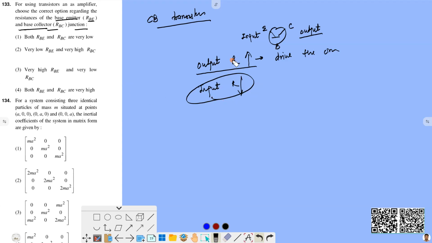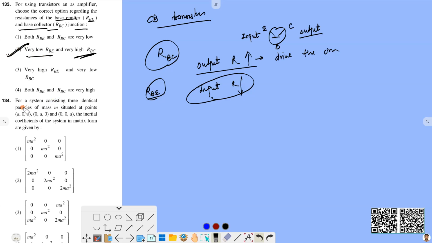So we can say that output is high and output is CB, or we can say R of BC has to be high. So RBC high, and input, that is RBE, it has to be low. So very low RBE. So option second will be the right answer.